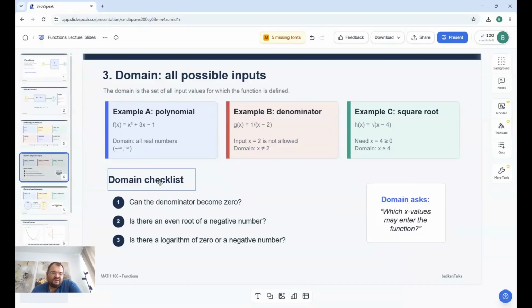So we have the domain checklist here. We have already checked the denominator, whether it is 0 or not, in example B. The second one has already been checked in example C.